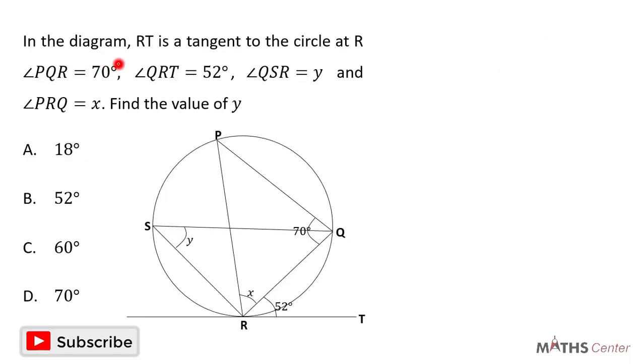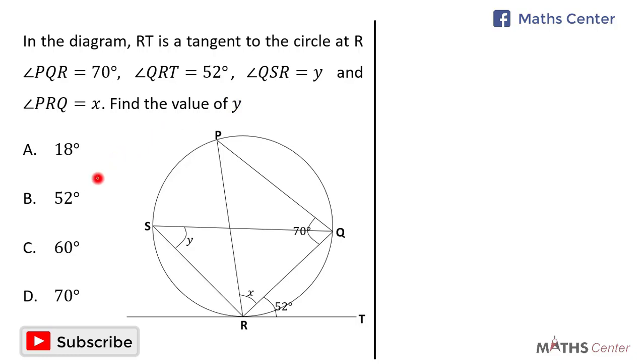In the diagram, RT is a tangent to the circle at R. Angle PQR is 70 degrees. Angle QRT is 52 degrees. Angle QSR is Y. And angle PRQ is X. Find the value of Y. This is a multiple choice question, and so you solve the question, and after that we will pick the correct option.